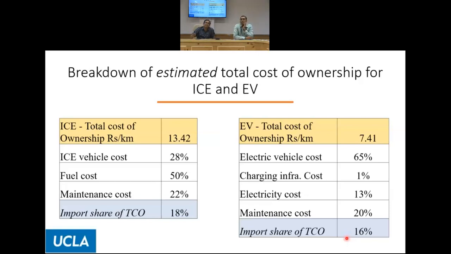Out of that, 65% is in the vehicle. The charging infrastructure actually doesn't come out very costly. It's only 1% over the life. Electricity cost is 13%. So whereas fuel was 50% for ICE, fuel is only 13% of the lifetime cost. So all the action is in the batteries. Maintenance cost is 20%. But interestingly, the import share of electric vehicles is 16%. So on import share, it's about the same. But in absolute terms, it's less because the life cycle cost is almost half. So I'll show some numbers on imports.